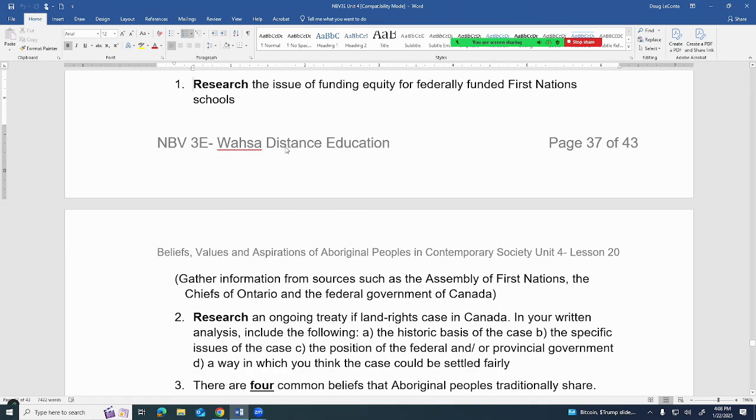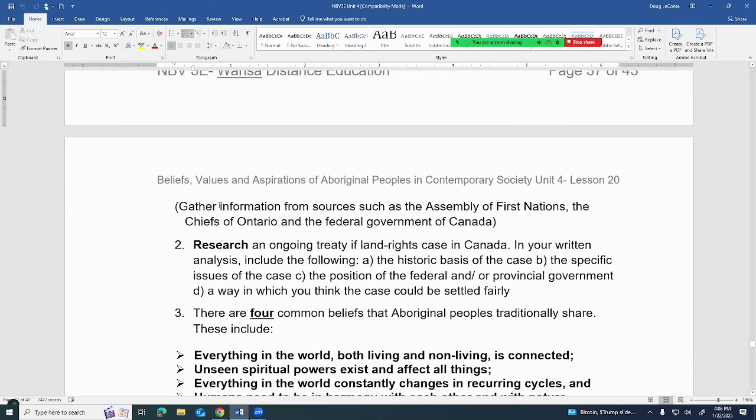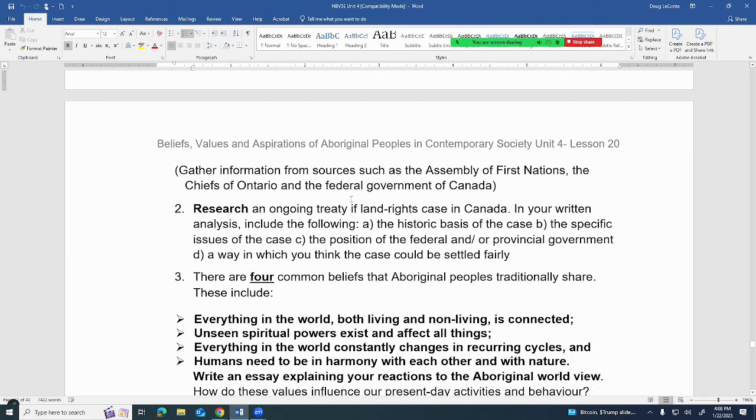All right, so you can gather information for this from sources such as the Assembly of First Nations website, the Chiefs of Ontario, and the Federal Government of Canada. So these are good, reliable sites, right?